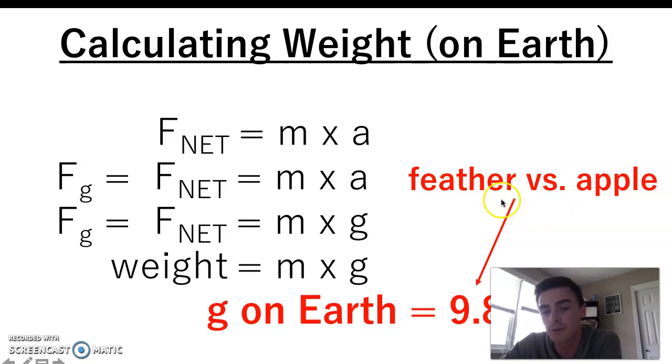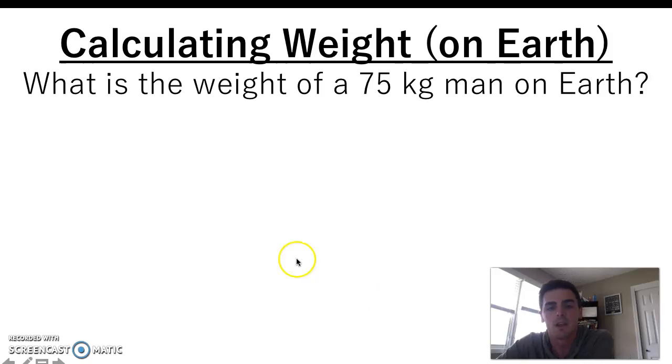I'll attach a feather versus an apple video, but everything on Earth experiences this same acceleration. The reason why we have a hard time understanding that is because of air resistance, and that video where they drop a bowling ball and a feather and they hit at the same time should help you understand that. Let's do one example here and then you guys are ready to rock and roll here.